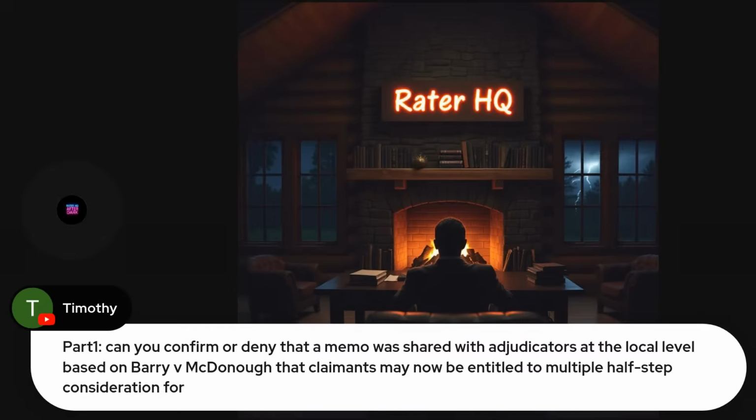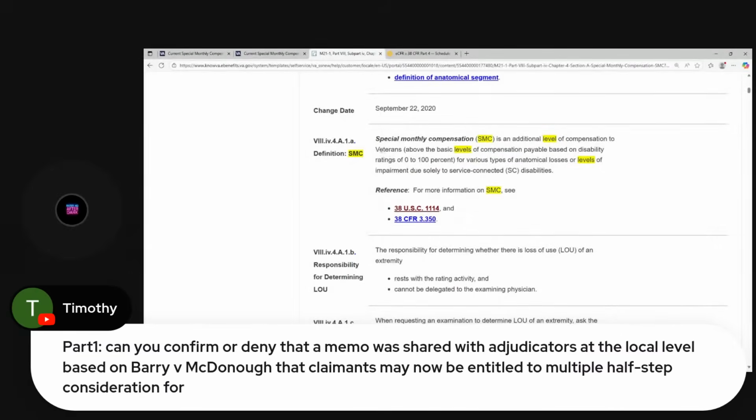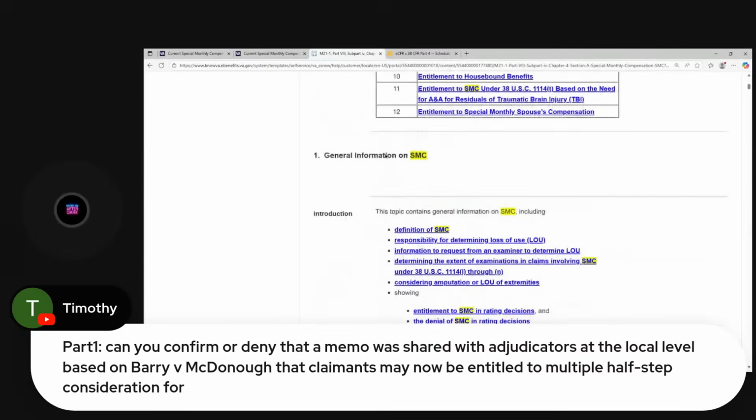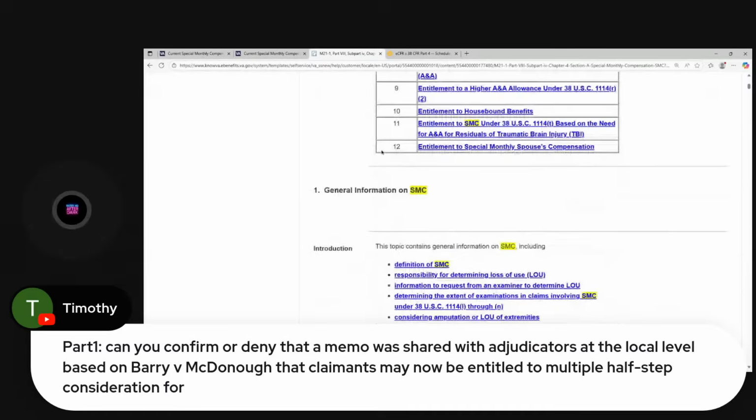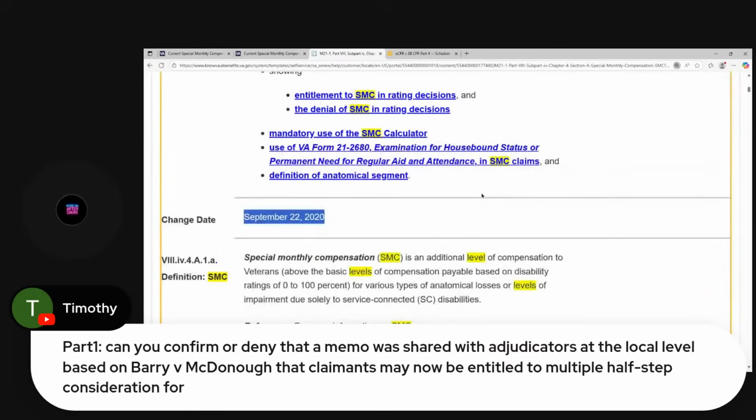Okay. And here I'm just going to share my screen again. Okay, so this is the SMC section of the manual. I was going to talk about the SMC section today. Look at the last time it's been updated. Okay, it hasn't been updated since September of 2020.